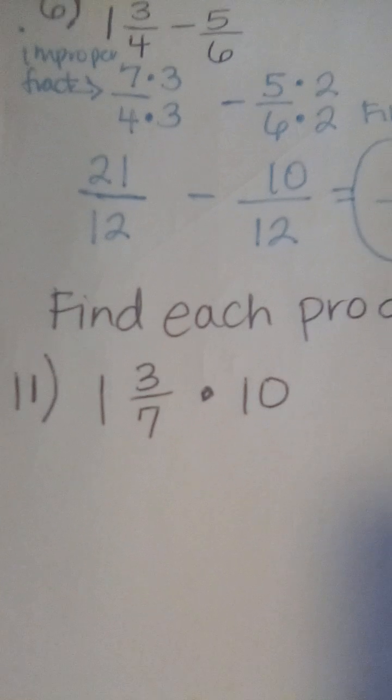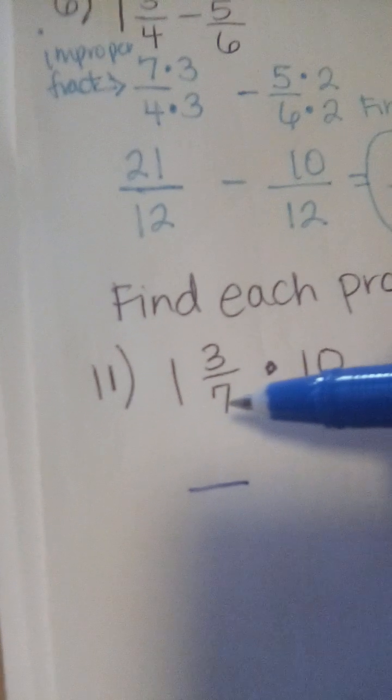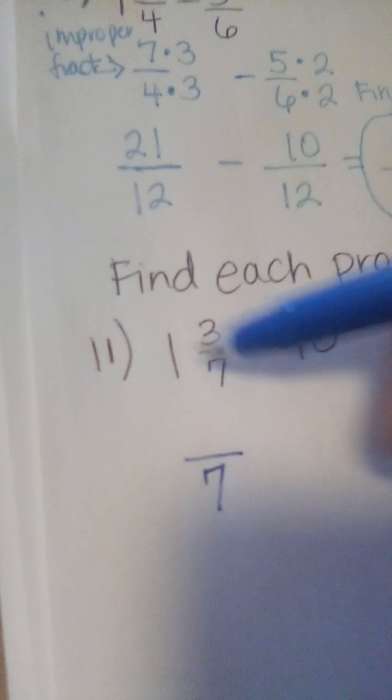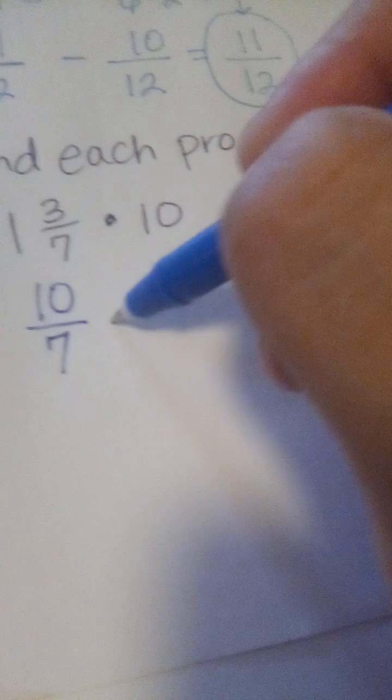So we got 2 problems, 11 and 12. Number 11, we have 1 and 3/7 times 10. Like the previous problems, when you see a mixed number, we had to turn it into what? Improper fraction. Very good. So we're going to do the improper fraction in this part. 7 goes inside on the denominator. 1 times 7 is 7, plus 3 more is 10. We got one part out of the way.